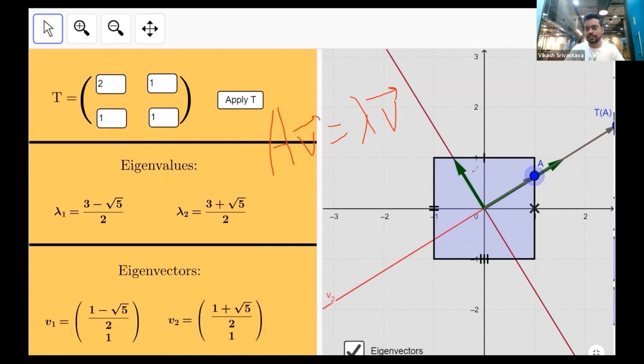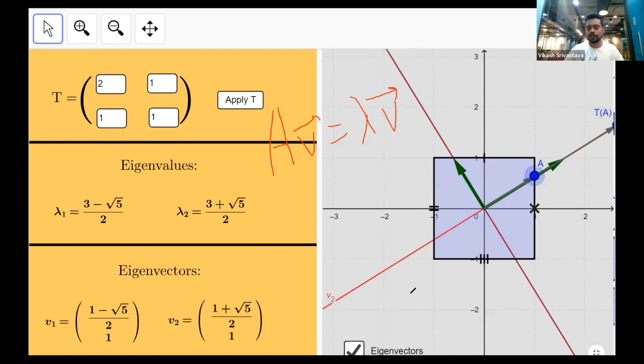Sumanta is asking, what is this rectangle? The rectangle essentially denotes this transformation in a way. Don't worry about the rectangle, just focus on how the transformations are happening.